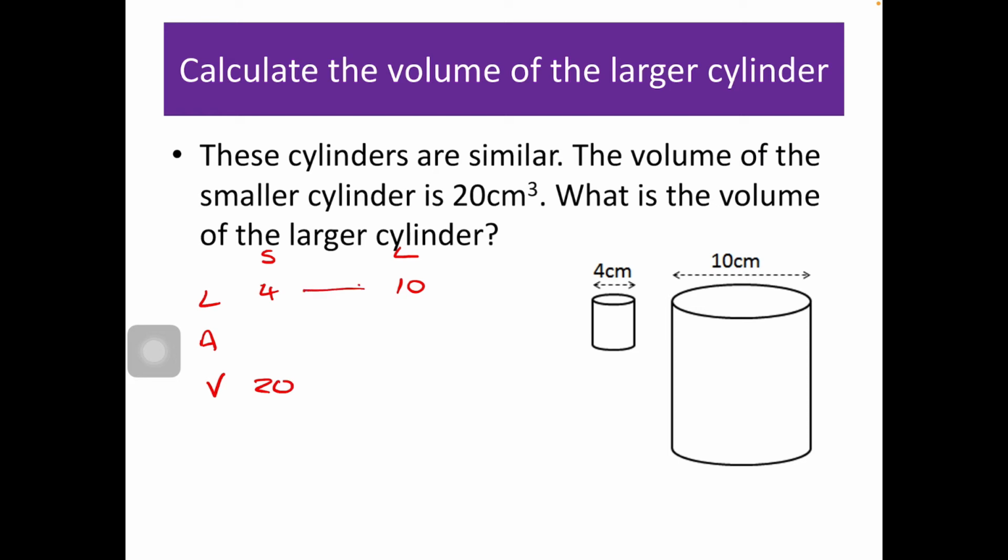So my scale factor is times by 2.5, which means I'm not interested in my area, but to find my missing scale factor, I need to cube it. So I times by 2.5 cubed. So I do 20 times by 2.5 cubed, and that's going to give me 312.5 centimetres cubed. Shouldn't be anything massively difficult with this one, guys.